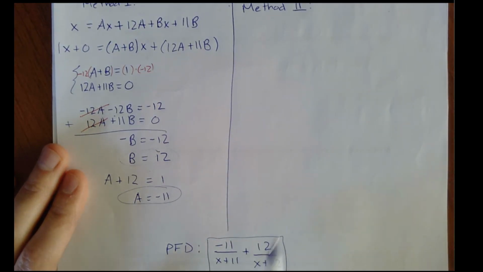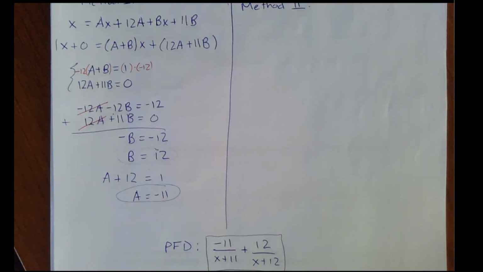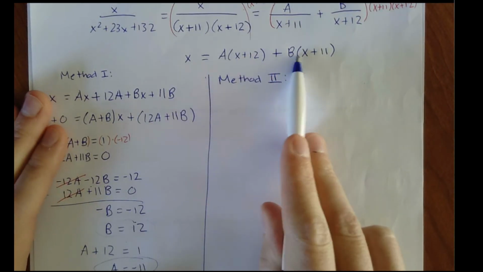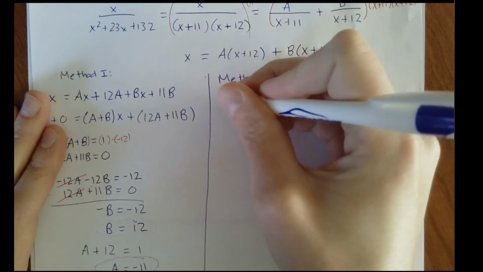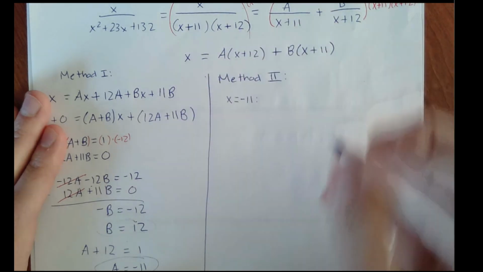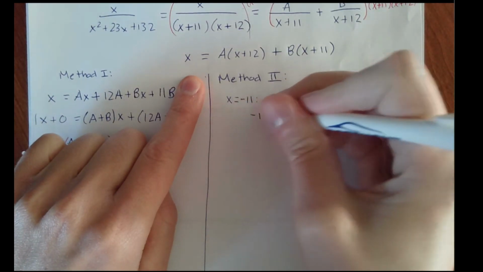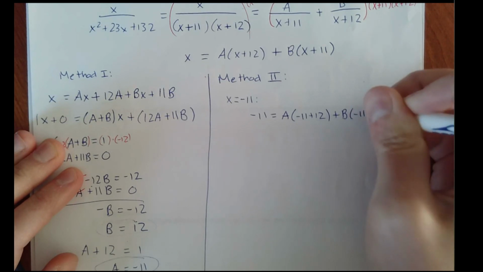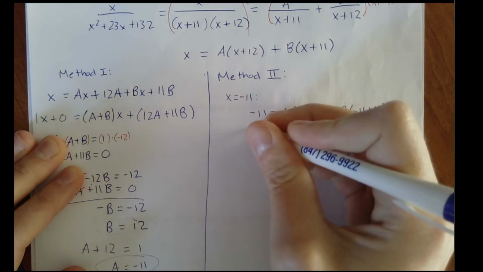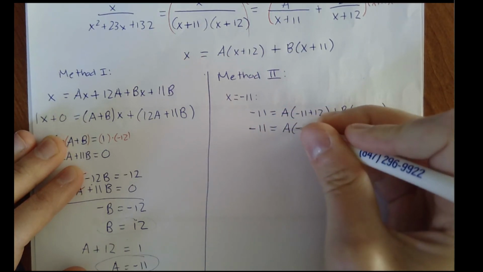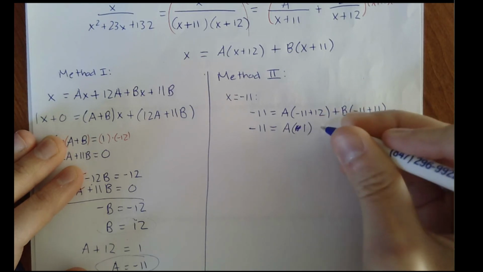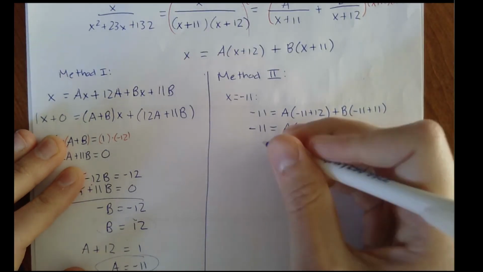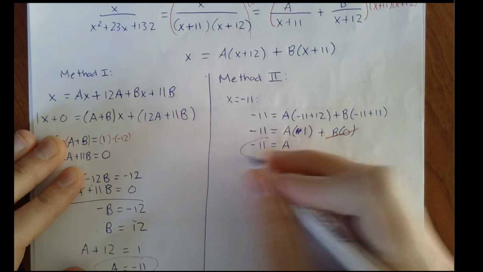Okay, now I'm going to go back and show you the second method for solving for these coefficients a and b, and you may find that this method is quicker and easier in some cases, like this one here. For method 2, instead of distributing the a and the b, I'm going to plug in x equals negative 11 on both sides. So I would get negative 11 equals a times negative 11 plus 12 plus b times negative 11 plus 11. If we simplify, that's negative 11 equals a times positive 1, plus b times 0. So b gets canceled, and we're left with negative 11 equals a times 1, or negative 11 equals a.